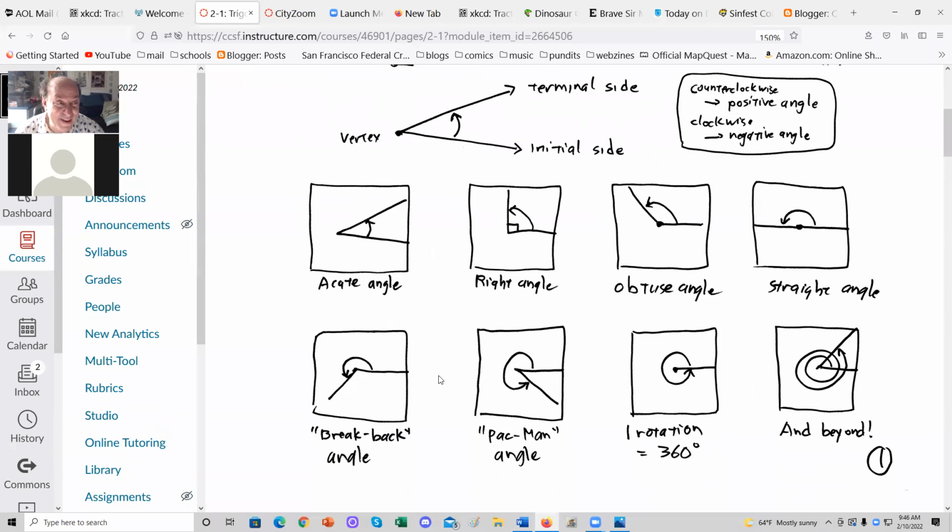Now here we start getting beyond. If it's beyond 180 but less than 270 degrees, it doesn't actually have a name. I call it a breakback angle. If it's more than 270 but less than 360, again, it doesn't have a name. I call it a Pac-Man angle, thus dating myself.